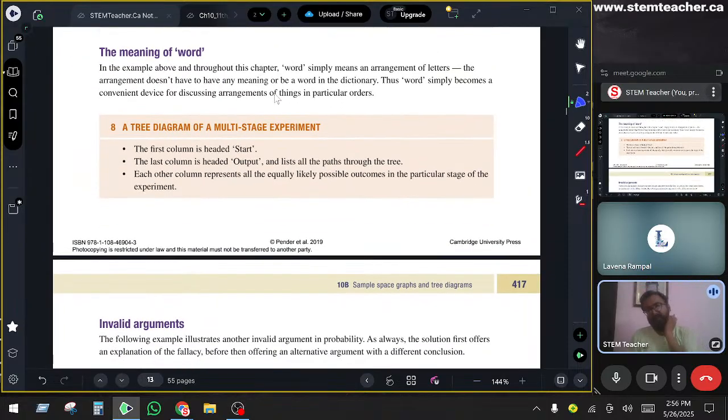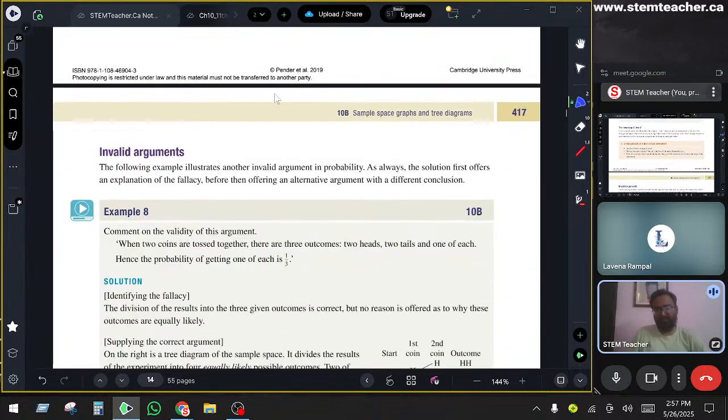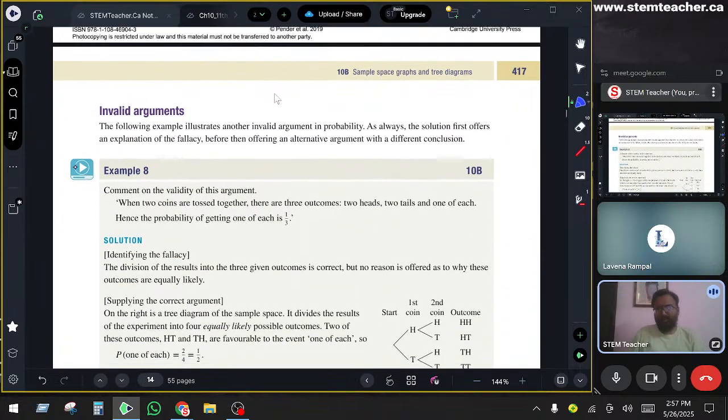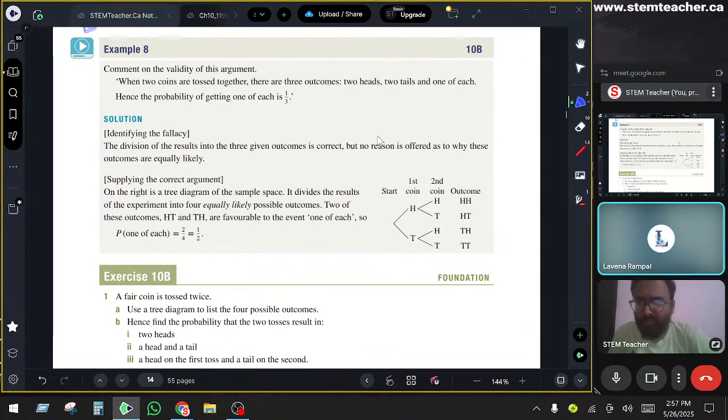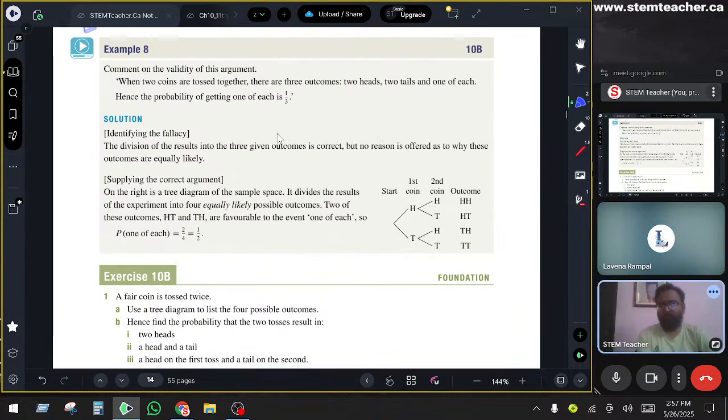So the meaning of the word. The first column is headed with start, the last column headed with output. So he is just explaining the tree diagram. Invalid argument. Read the first point. The following example illustrates another invalid argument in probability. As always, the solution first offers an explanation of the fallacy before offering an alternative argument with a different conclusion. So we try to understand.